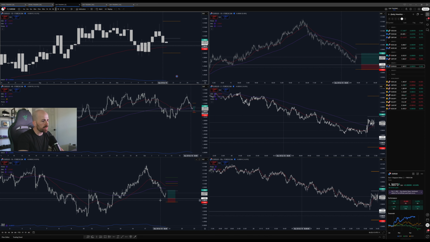All right. So we ended off the horizontal level. We're not really protected by the daily 50. So if it goes down to test the daily 50, this trade would fail.